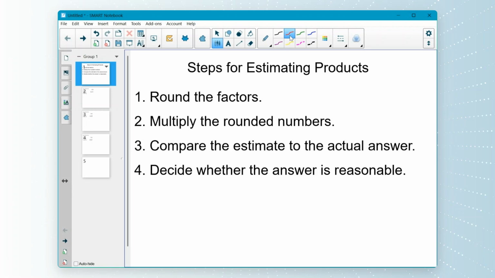We are going to be talking about the steps for estimating products. So the product is the answer to a multiplication problem. First, we are going to round the factors. The factors are the two numbers that you're multiplying together to find a product.